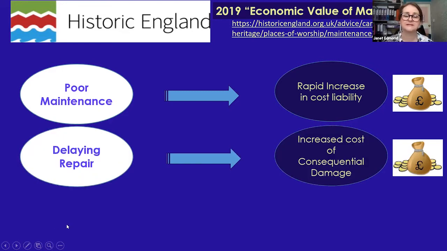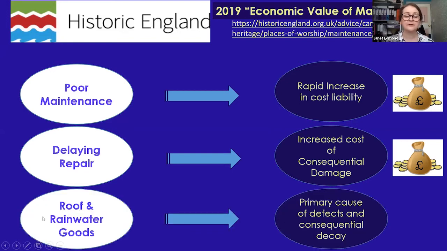Also, some of them had delayed repairs for whatever reasons, but delaying the repairs again increased the eventual cost of maintaining and repairing the building, because those small initial repairs went on to lead to consequential damage in other parts of the building. And of course that increases the cost overall. What they also found, I think we all know this, is that attending to maintenance of roof and rainwater goods is probably one of the most important things we can do on a regular basis, because those areas, if we neglect them, can be the primary cause of defects in our building and lead on to the consequential decay of the building, and of course more cost.